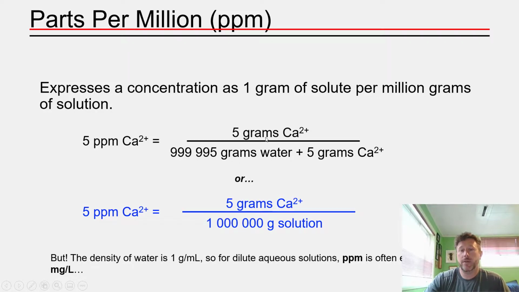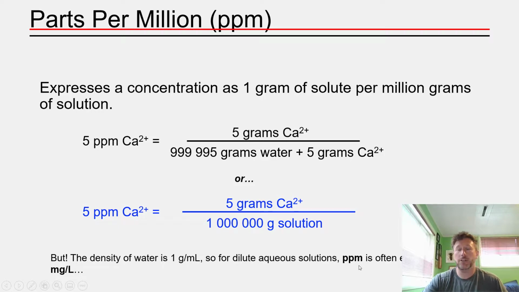And what this means as a weight percent is that there are 5 grams of calcium for every million grams of solution, not for every 100 grams of solution. And also notice that parts per million is not expressed as a percentage, it's simply the ratio. A 5 ppm calcium ion solution is 5 grams of calcium ion for every million grams of solution. Or put another way, 5 grams of calcium for every 999,995 grams of water plus 5 grams of calcium. That's the solution together.